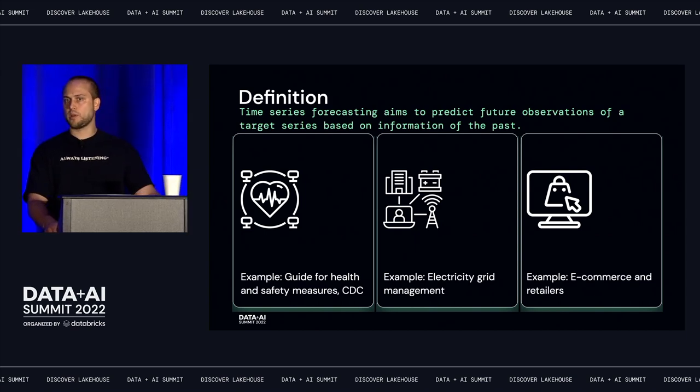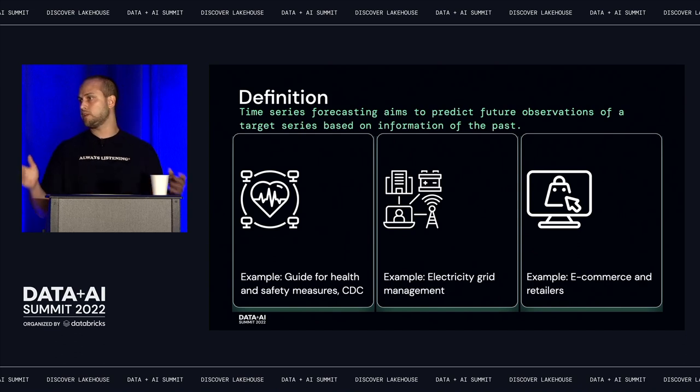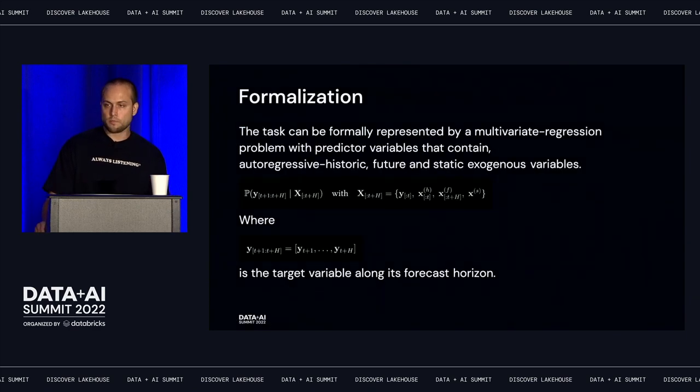Other very classical examples that we have been working a lot with is how to predict demand. Demand forecasting of, for example, goods or SKUs in e-commerce and retailers. And recently, with new technological developments, IoT time series forecasting is also a big thing. Imagine trying to forecast millions and millions of different sensors or devices across a factory, for example. So formally speaking, time series can be represented as a multivariate regression problem where you're trying to predict the future or the predicted variable using the past autoregressive historic data, but also exogenous variables, future and static ones.